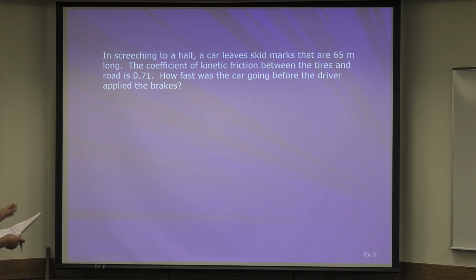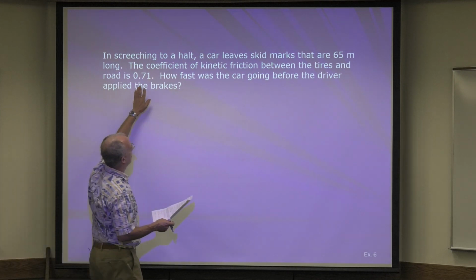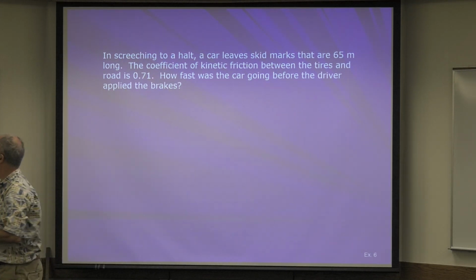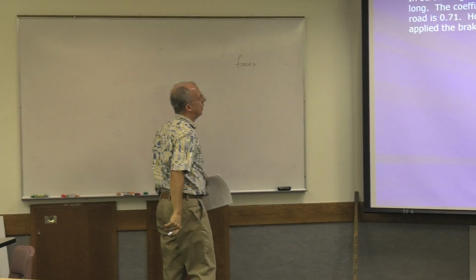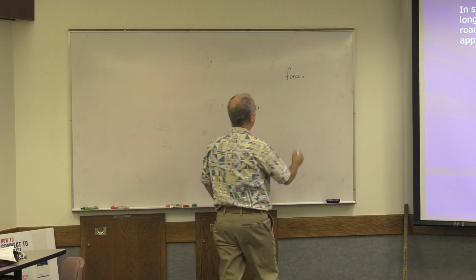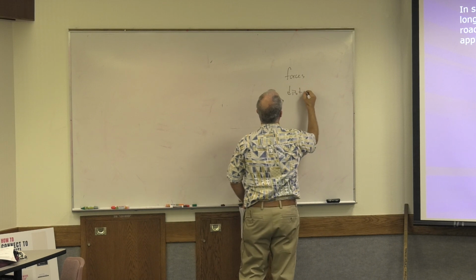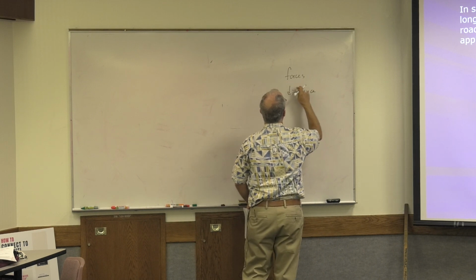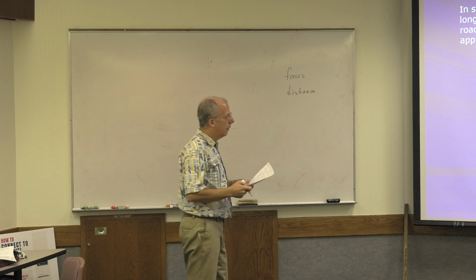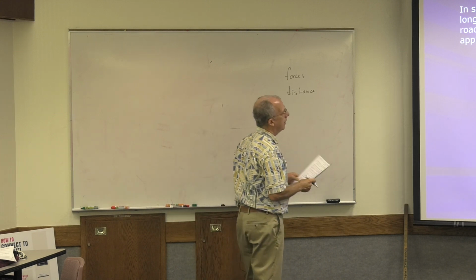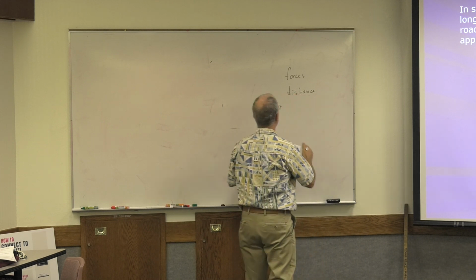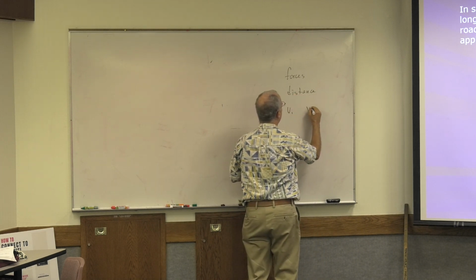Now think about it. Whenever you see the coefficient of friction, that means force, right? So you're thinking in your head, there's forces. There's a distance, 65 meters. There's speeds. It says screeching to a halt, so there's an initial velocity and there's a final velocity.